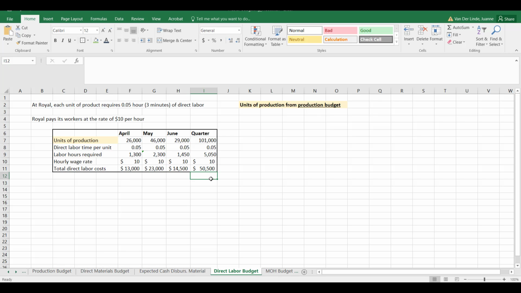So that's how we set up the direct labor budget. We're going to need an aspect of this for our next budget, the manufacturing overhead budget, where we will need to factor in the direct labor hours required for each month and for the quarter. So next we'll set up the manufacturing overhead budget.